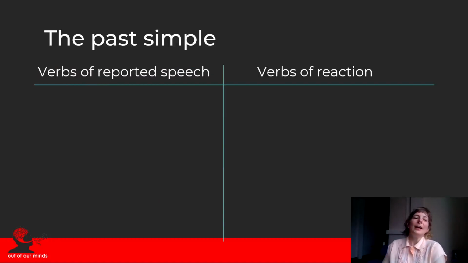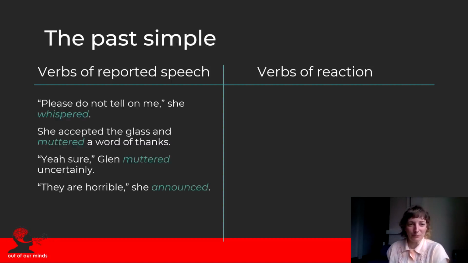Okay, let's see what we have in these 2 categories. In verbs of reported speech, I have "she whispered" or "she accepted the glass and muttered a word of thanks." Glenn muttered uncertainly and she announced. You may notice here that in the second sentence, "she accepted the glass and muttered a word of thanks," we do not have actual speech in the sentence, so you don't have the inverted commas or anything like that. But still, mutter in this context is a verb of reported speech.